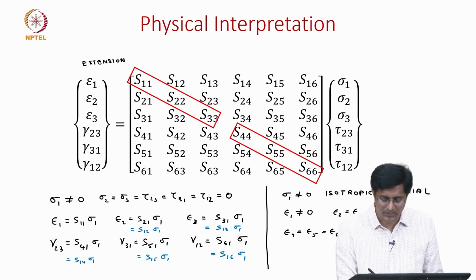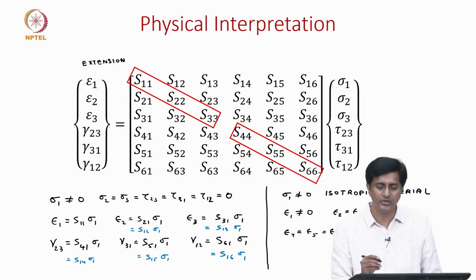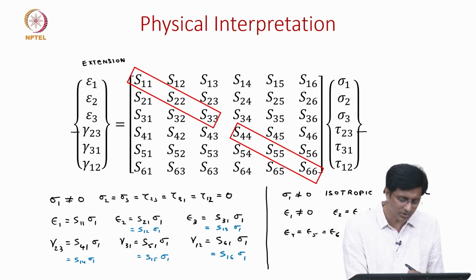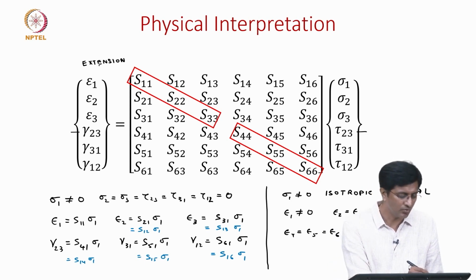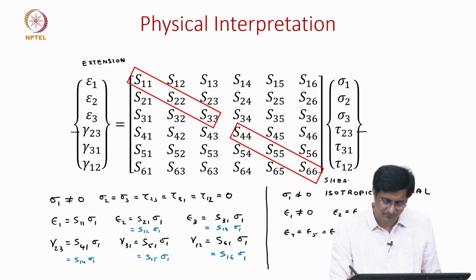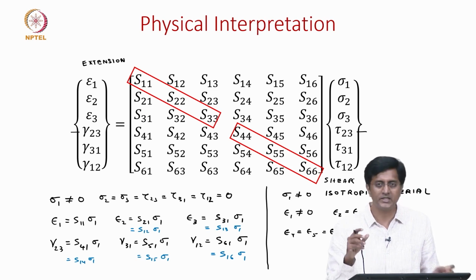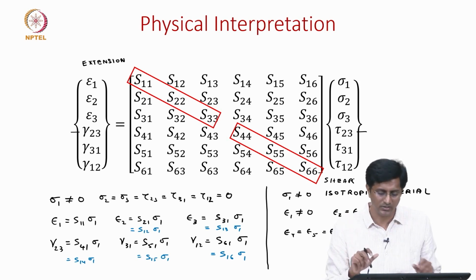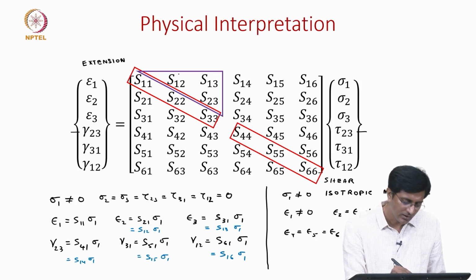Now, let us look at the other 3 diagonal components, which are S44, S55 and S66. What do they signify? They signify that if you are applying a shear stress, what is the shear strain in the corresponding direction. Similar to how we called the others extension components, these are the shear components. Meaning in the same plane, if you apply a shear stress, what is the corresponding shear strain, that is what they bring in.